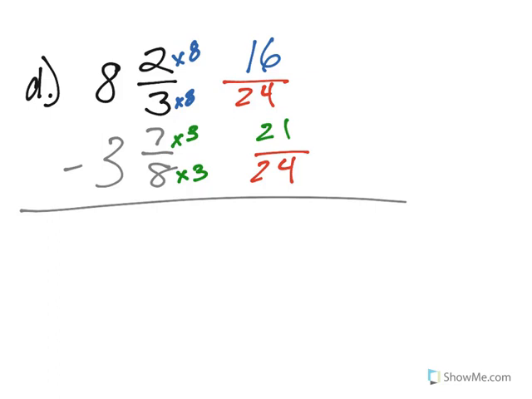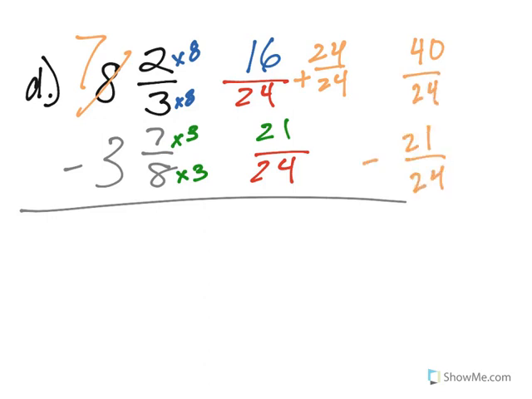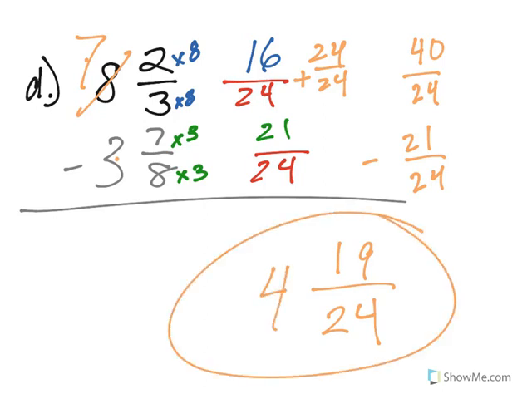So when I borrow from 8, I'm taking 1 whole. And so the 1 whole would be 24/24, because we want to keep the common denominator. So my top fraction is now 16 plus 24, which is 40/24, minus 21/24. And when I subtract 40 minus 21, I get 19/24. And 7 minus 3 is 4. Final answer, 4 19/24. I hope you enjoyed subtracting mixed numbers.